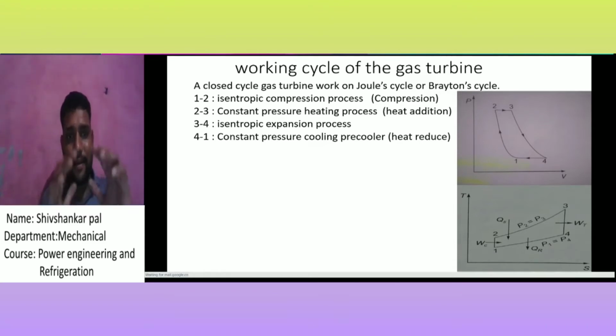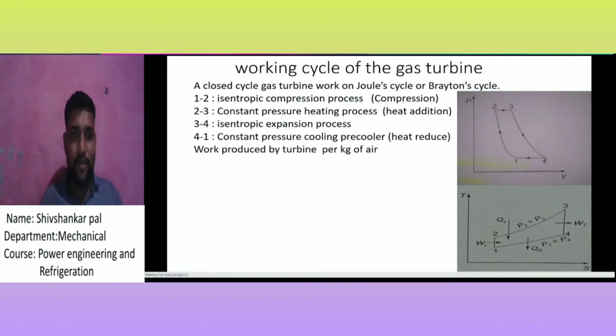So that means the four processes in any gas turbine cycle, that is our simple gas turbine. First, find out the work produced by the turbine. WT is equal to Cp (T3 minus T4). When the heat is constant, then the internal energy is also 0, and at that time our enthalpy H is equal to our work done.